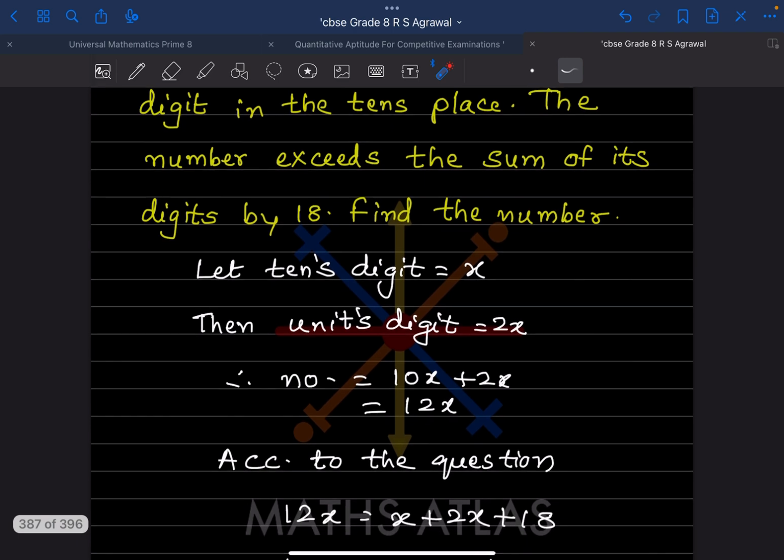So according to the question here, what is the number we got? This is 12x. It exceeds the sum of its digits by 18. What is the sum of its digits? That will be x plus 2x plus 18. Whenever it exceeds the sum, you are going to add plus 18 to it.